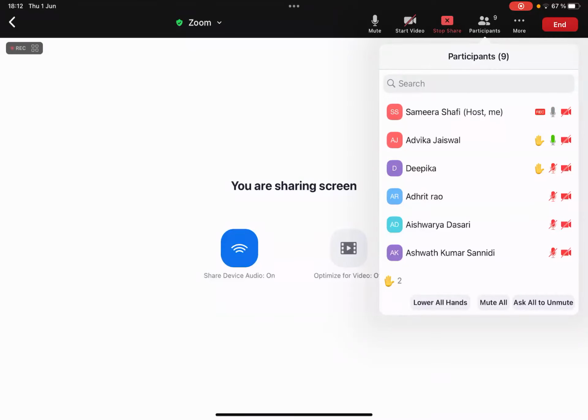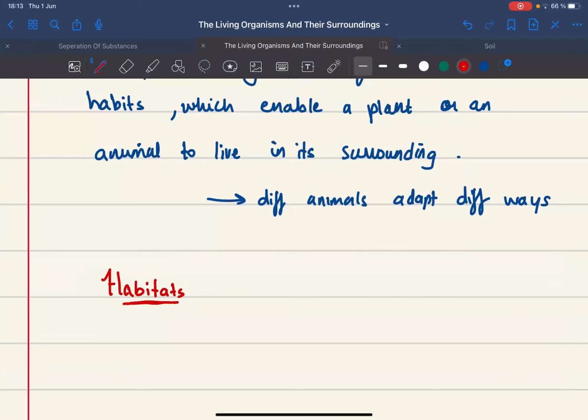Advika: Ma'am, all the living organisms generally need a place to live. In their surroundings, they should have food, water, and air to live. A place where an organism lives is called its habitat. Right, exactly. So the place where an organism lives is called its habitat. The surrounding where an organism survives is a habitat.